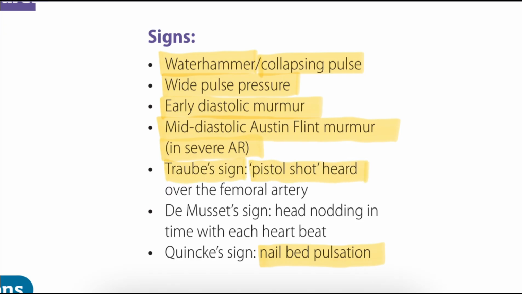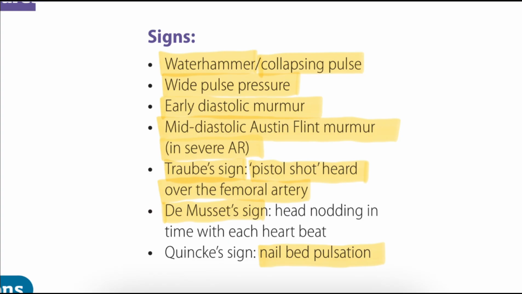Traube's sign means a pistol-shot sound you can hear when listening over the femoral artery. Then you can see De Musset's sign, the head nodding in time with each heartbeat. So in aortic regurgitation, with or without a head bob, there are bounding pulses, also known as a brisk upstroke with a precipitous downstroke, caused by a large difference between systolic and diastolic pressure.